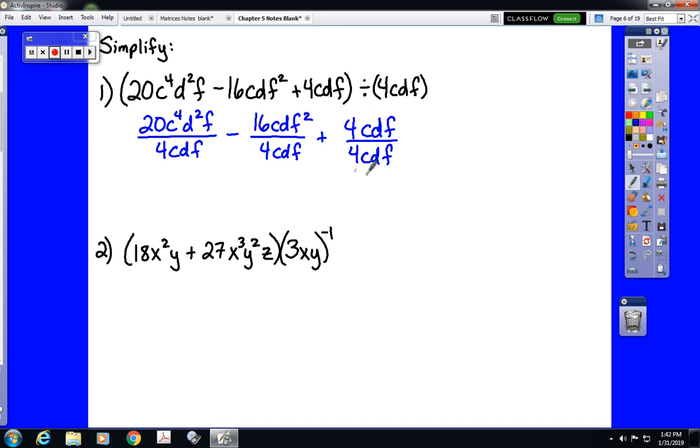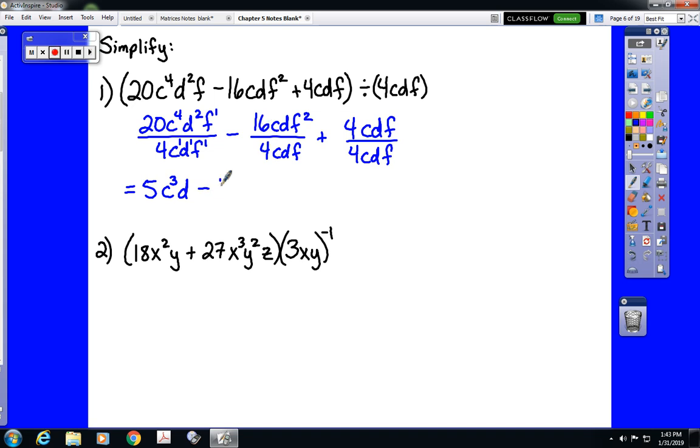And it's this last term that is the reason why we're looking at this example, because a lot of students will fail to realize that when we divide these two things, there is still a number there. It doesn't just drop out. So anyway, let's go through them in order. 20 divided by 4 is 5. C to the fourth over c to the first would be 4 minus 1, or c to the third. D to the second over d to the first would be d to the 2 minus 1, or d to the first. F to the first over f to the first would cancel.